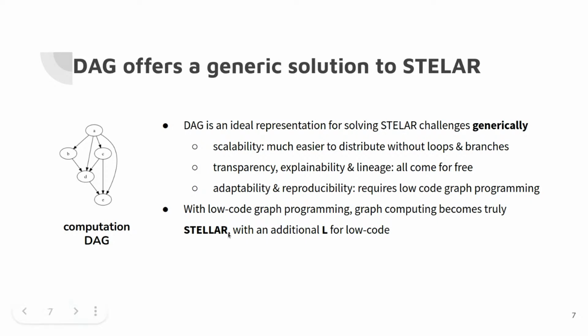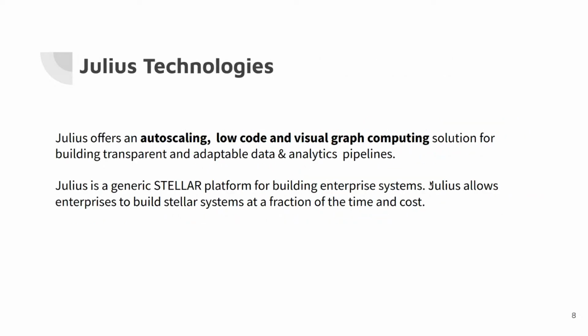So, the key point here is that in order for the graph solution to completely solve the stellar challenge, we need to make it low-code. So we have to add an L to the acronym to complete the word stellar. One of the Ls is for lineage, another is for low-code. This is really the key message you want to share in the first part of the presentation.